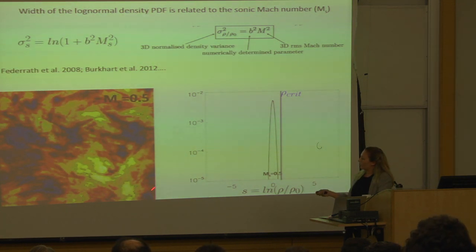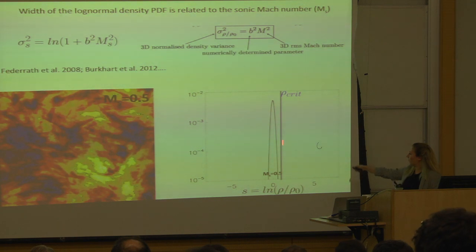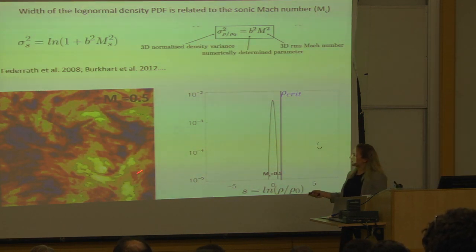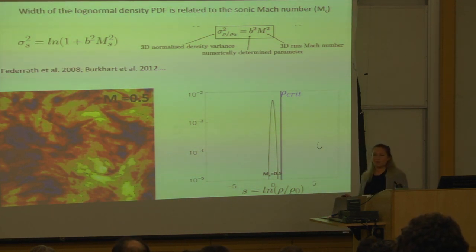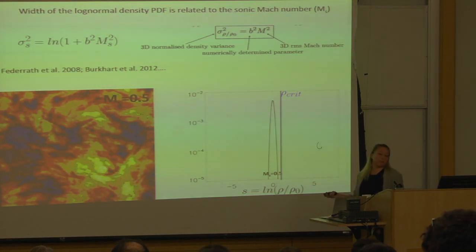Here's one of my turbulent boxes with a Mach number of 0.5. Just showing you the picture because it's very pretty, I think. Here's its corresponding PDF, right? So imagine you had some critical density here. Let's say it's arbitrarily here. Well, in this subsonic picture, you didn't produce a lot of density fluctuations, right, because you don't have any shocks. So you have a very narrow distribution of density. And you didn't push enough density past this critical density, so you didn't form any stars.